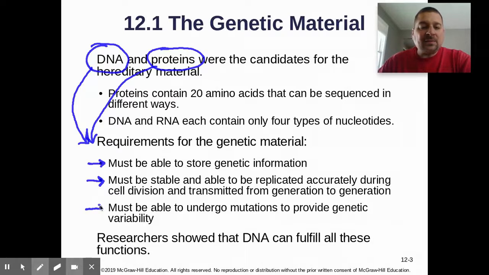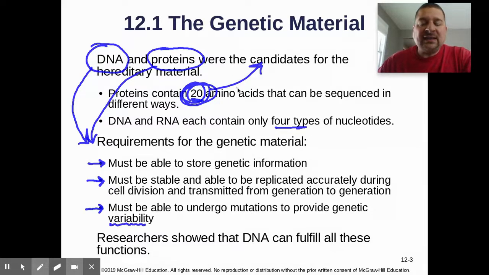And in order to get some of the variability, some of the differences, it had to undergo some changes. DNA and RNA only had four types of nucleotides, A, T, G, and C, except maybe U if you're talking about RNA, whereas protein had 20 different amino acids. So scientists thought, well, that is a lot of variation, that would be the best candidate. And so there was a power struggle between scientists who thought it should be DNA and some who thought it should be proteins.